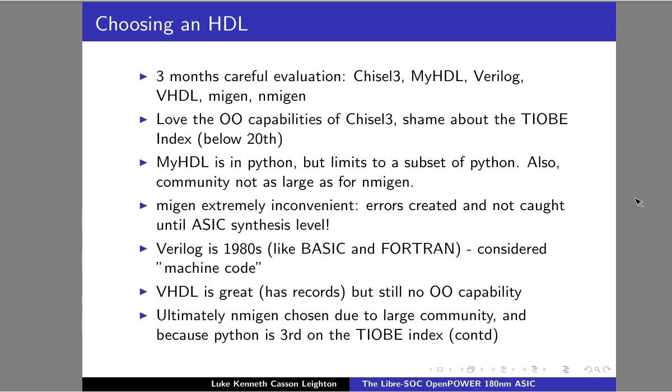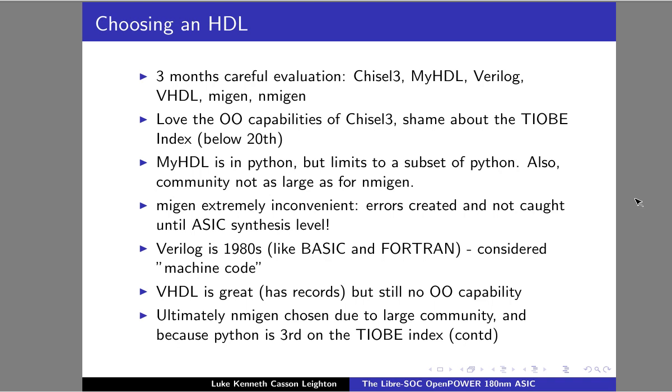So right, 2 years ago now, we started out, and we had to make a very important strategic decision to choose an HDL. We spent almost 3 months very carefully evaluating all of the options. Chisel 3 was the latest kid on the block, and so we took a look at that. It was unreadable. We also looked at MyHDL, which is a Python-based HDL. We looked at Verilog, VHDL, MiGen, nMigen, and many others.